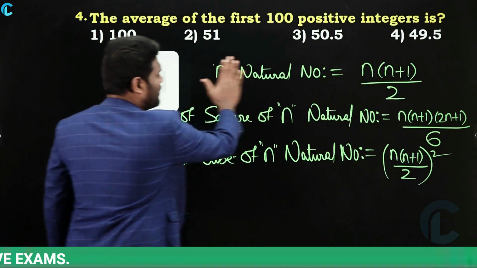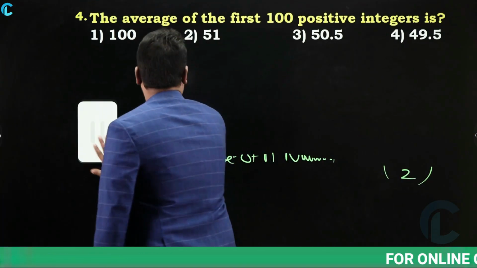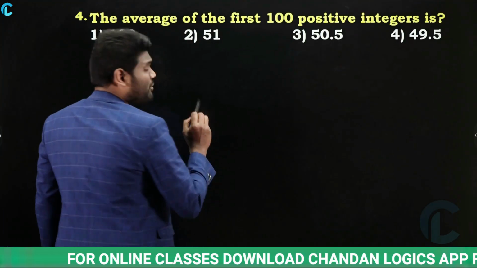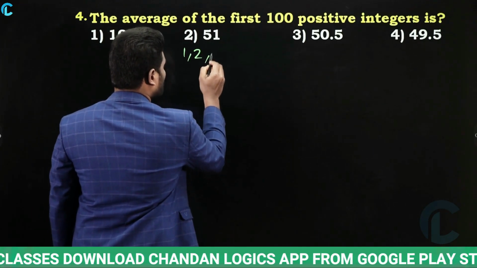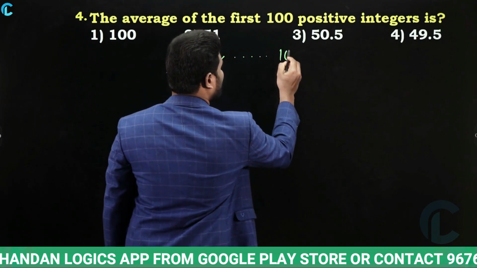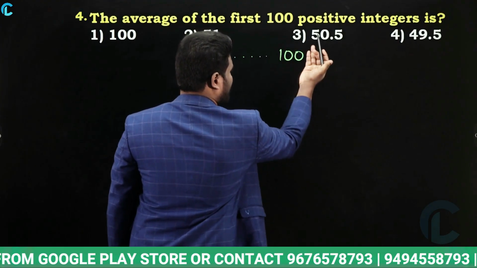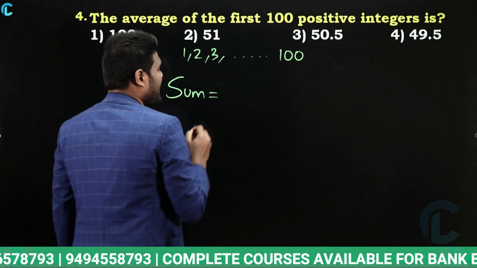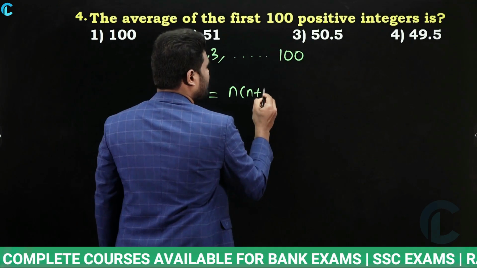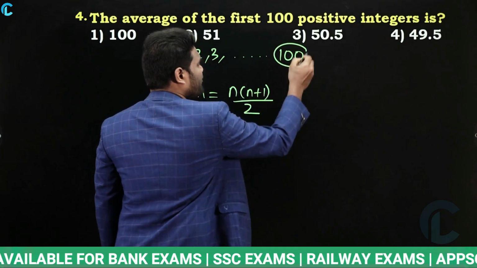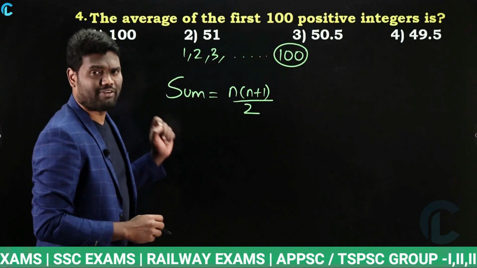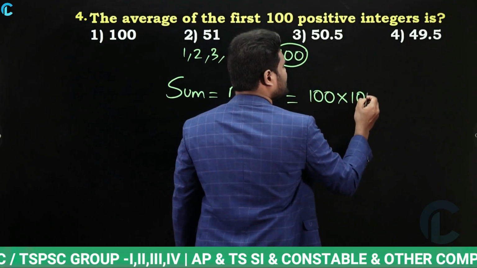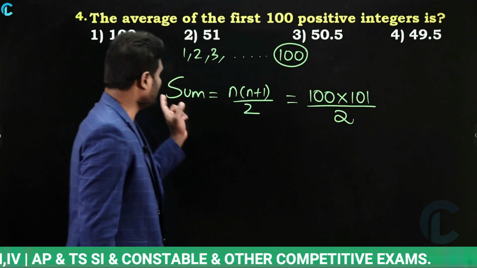Now, once you know these formulas, you can calculate the sum of natural numbers till 100. That means 1, 2, 3, and so on till 100. The sum of n natural numbers formula is n into n plus 1 by 2. Now, what is the value of n? Whatever the highest number we have is the value of n. So n is 100. This is nothing but 100 into 101 by 2. Yes or no? Now, this is the sum.